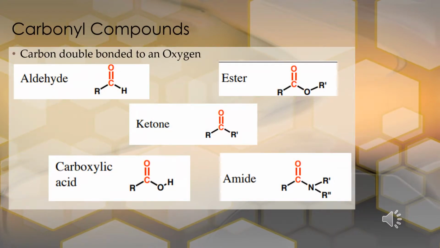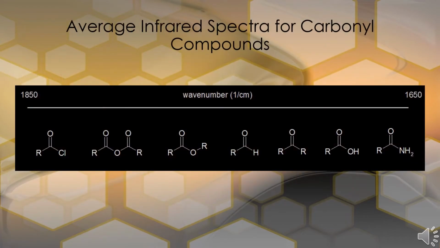A carbonyl compound is a carbon that is double bonded to an oxygen, and you'll have different types of carbonyl compounds. There are aldehydes, there are ketones, there is carboxylic acid, there is an ester, and there is an amide. The wave number is going to be between 1850 and 1650, with an average being about 1750 that we are going to be considering as our average.